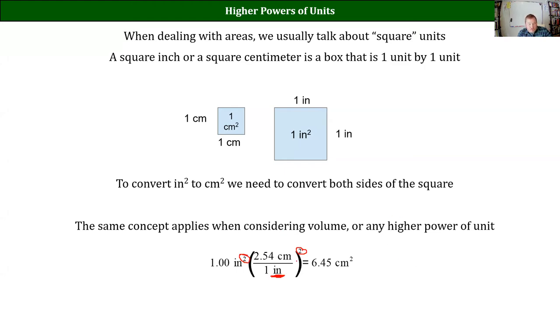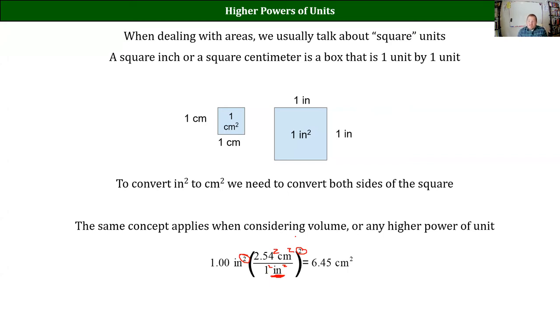Right. So when we square conversion factors, we square everything inside it. Remember that we have to distribute that squared to everything. So we actually would wind up with 1 squared inches squared, 2.54 squared centimeters squared in order to do this conversion. And so anytime we have higher powers of units that we want to convert, we can use the same conversions we normally would. We just have to square them or cube them.